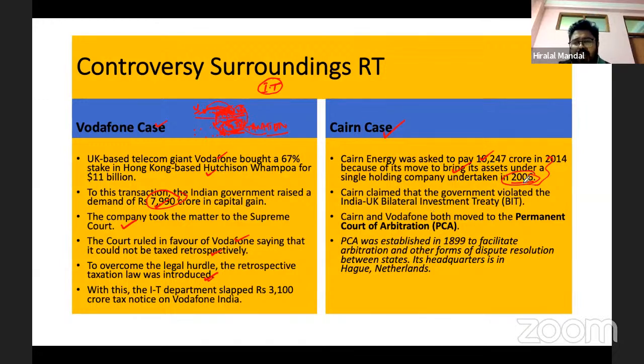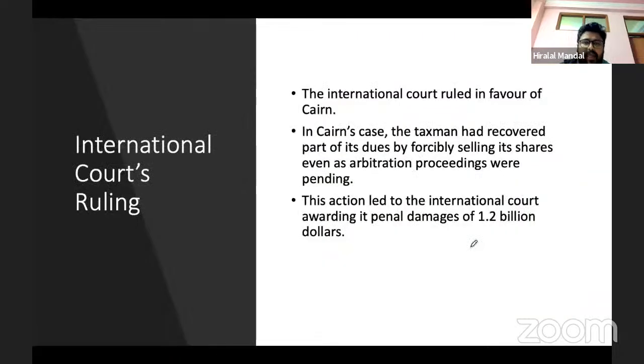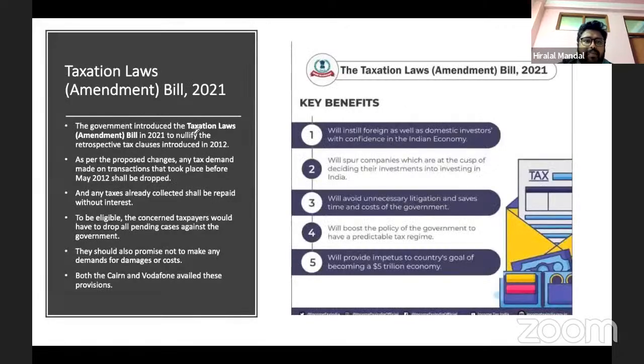So that's why it was challenged, and in fact, Cairn Energy said that it is a violation of the India-UK bilateral investment treaty, and it was challenged in the Permanent Court of Arbitration, which India refused to accept. But lastly, it was realized, and the government of India brought the Taxation Laws Amendment Bill 2021. Under this one, it aims to return the money which it has collected through the retrospective tax to the parties. So it was introduced to nullify the retrospective tax clause introduced in 2012.